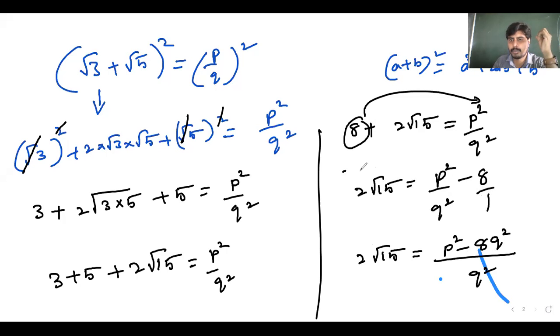From here onwards, very important. Many of the people got confused here only. So very important from here onwards. Okay, what is that step? 2 root 15 is equal to p square minus 8q square by q square, and transpose this 2 also to this side.